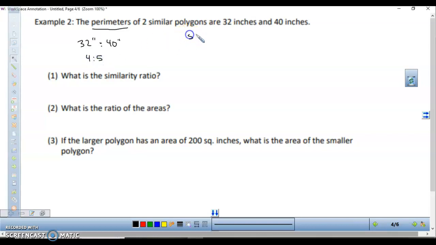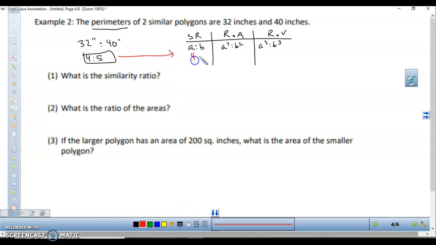So here's my table. I've got my similarity ratio, I've got ratio of areas, and I've got ratio of volume. Just going to abbreviate that. I hope that's okay with you guys. Now remember, if this is A to B, this is A squared to B squared, this is A cubed to B cubed. And my similarity ratio is 4 to 5. I'm going to put that into my table right here because it was linear measurements. And then once I have that in my table, I can find the other ratios.